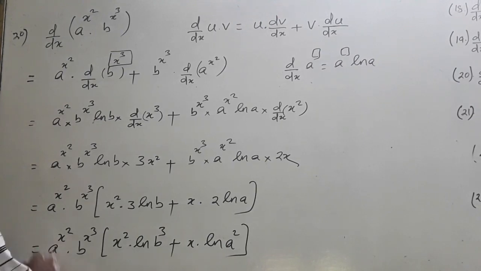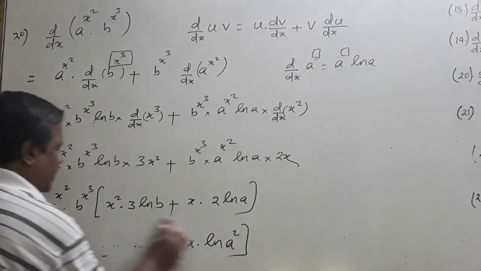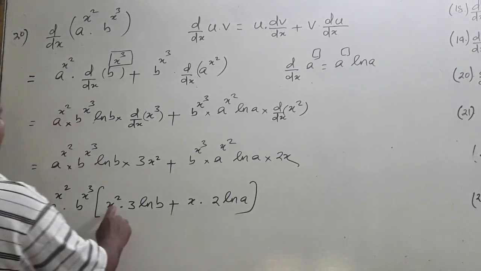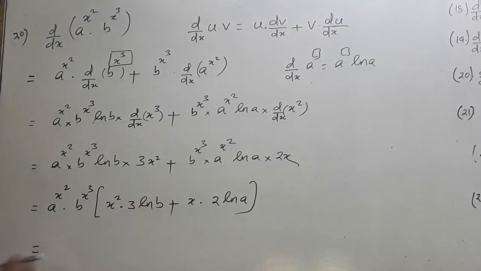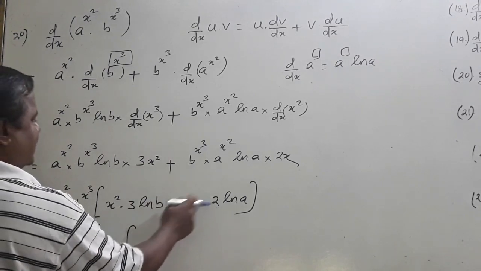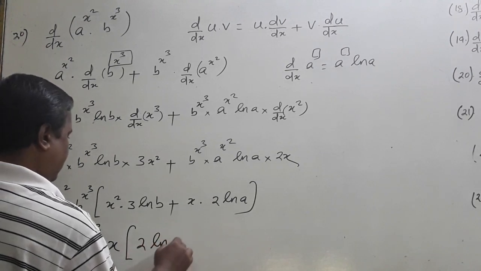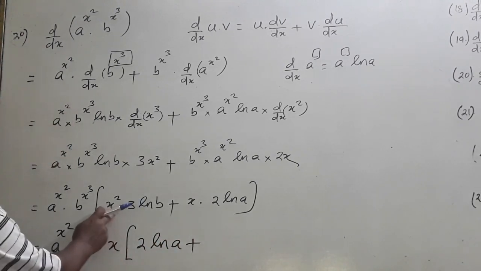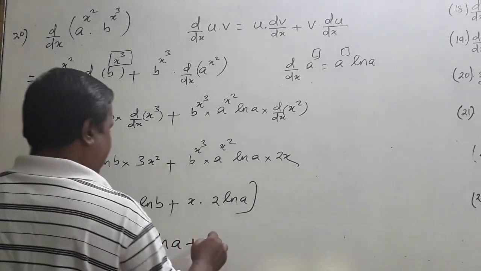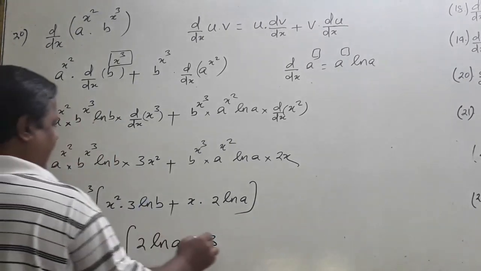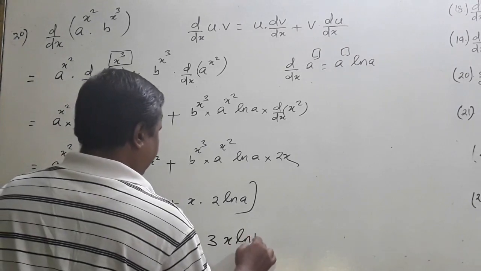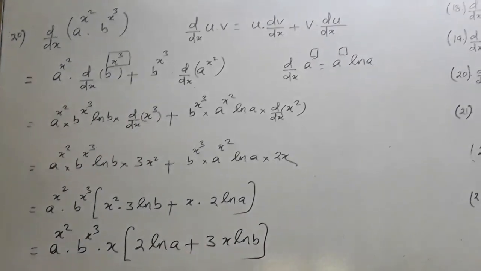Otherwise you can do it in this manner: here one x is there, here an x square, so take common a to the power x square, b to the power x cube into x. It becomes, write it first, 2 ln a plus, you have to take common x, now another x is here, 3x ln b. It is the answer.